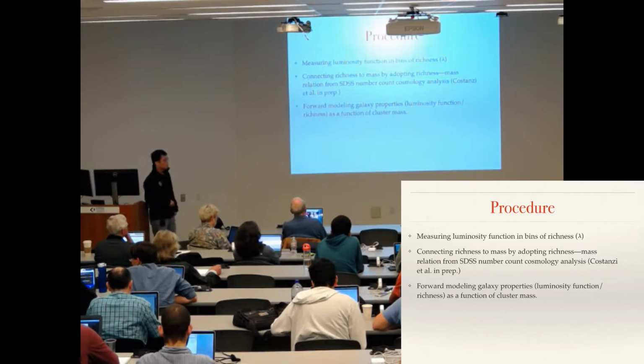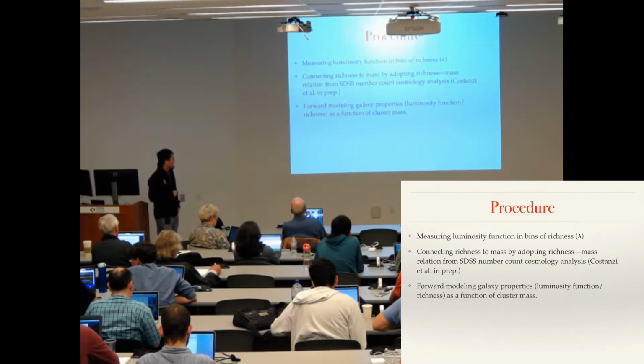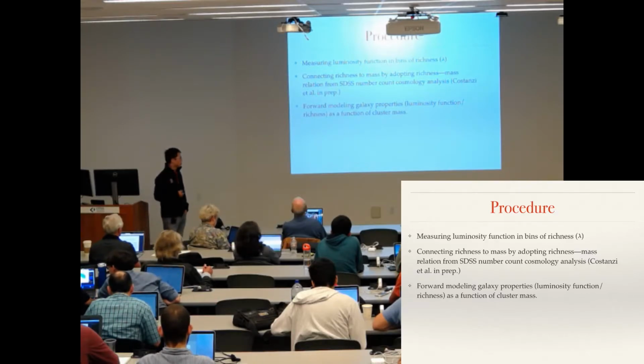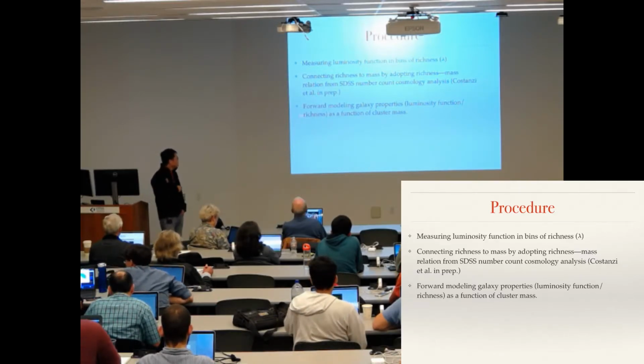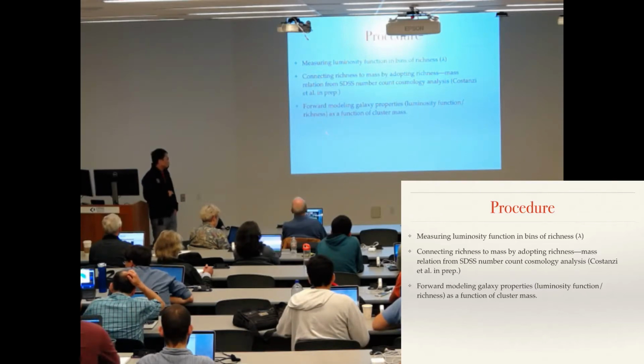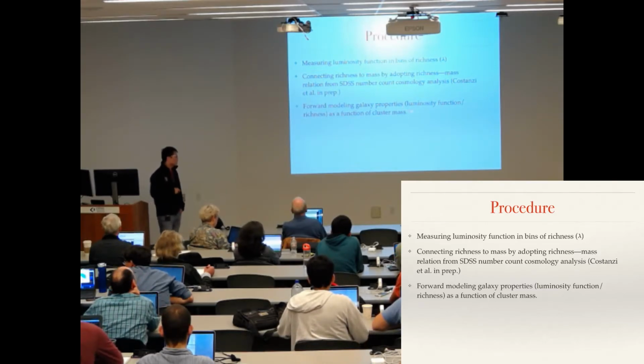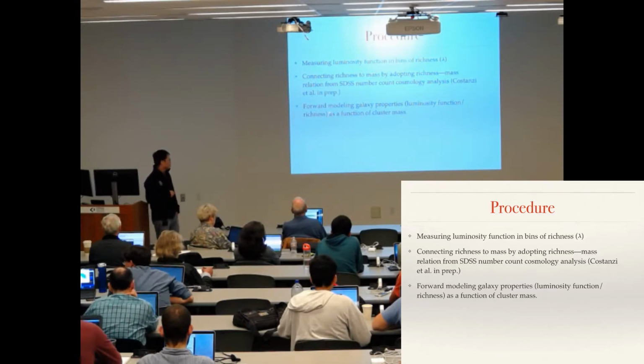The procedure we take is that we measure the luminosity function in bins of richness and redshift, and then we connect the richness to the mass by adopting a richness-mass relation that is analyzed in Costanzi et al.'s paper. Basically, they analyze a combination of the cluster number counts and also the weak lensing measurements. And then we forward model the galaxy properties, basically the luminosity function and the richness, as a function of halo mass.